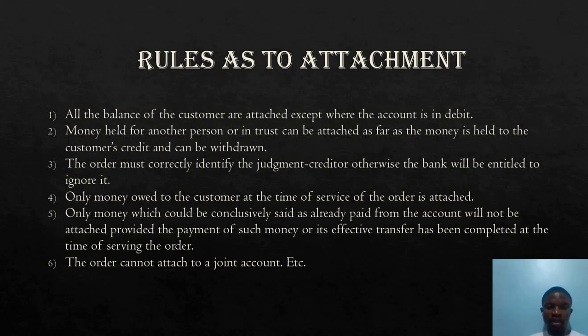The order must correctly identify the judgment creditor, otherwise the bank will be entitled to ignore it. If, for example, my name is Sopruchi and you bring an order for Uncle Sop, that is also my name, but that's not my formal name. You go to the bank, they say we don't know this person, we've never seen this person in our life. The bank will, of course, ignore that kind of order.